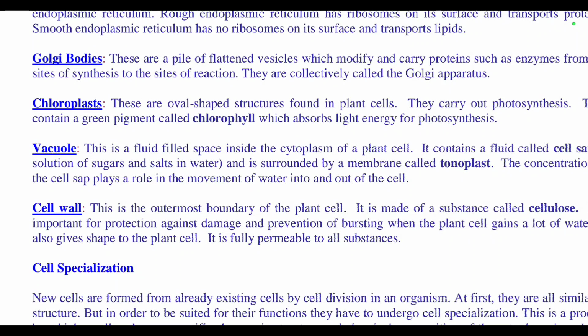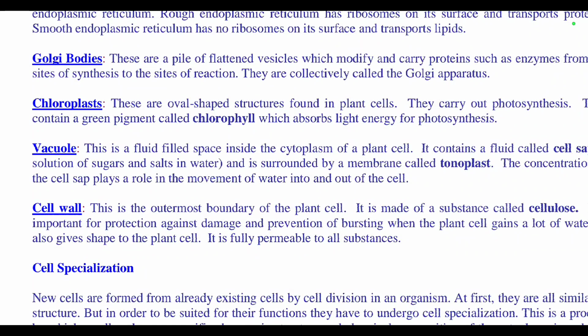Let's look at the vacuole. The vacuole is a fluid space. It's just a space filled with fluid inside the cytoplasm of a plant cell. It contains fluid called cell sap, a solution of sugars and salt in water. And it is surrounded by a membrane called tonoplast. The concentration of the cell sap plays a role in the movement of water in and out of the cell.